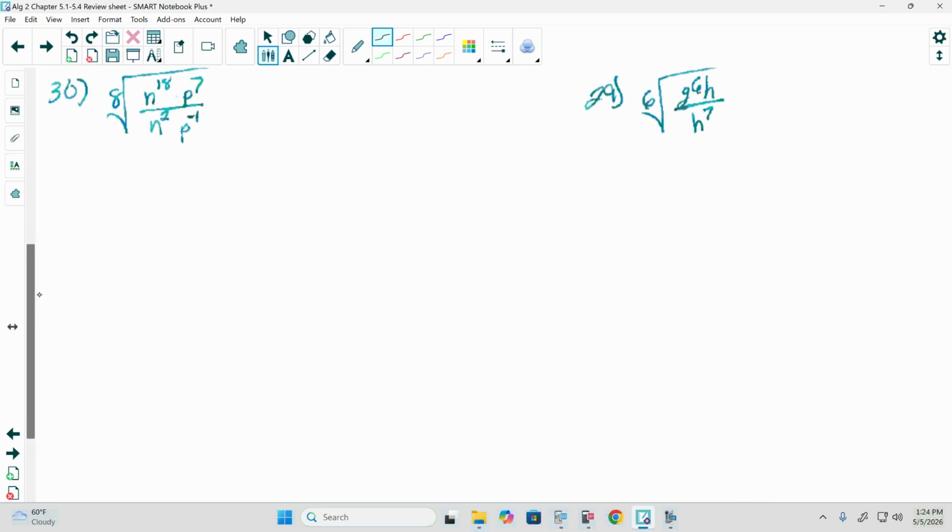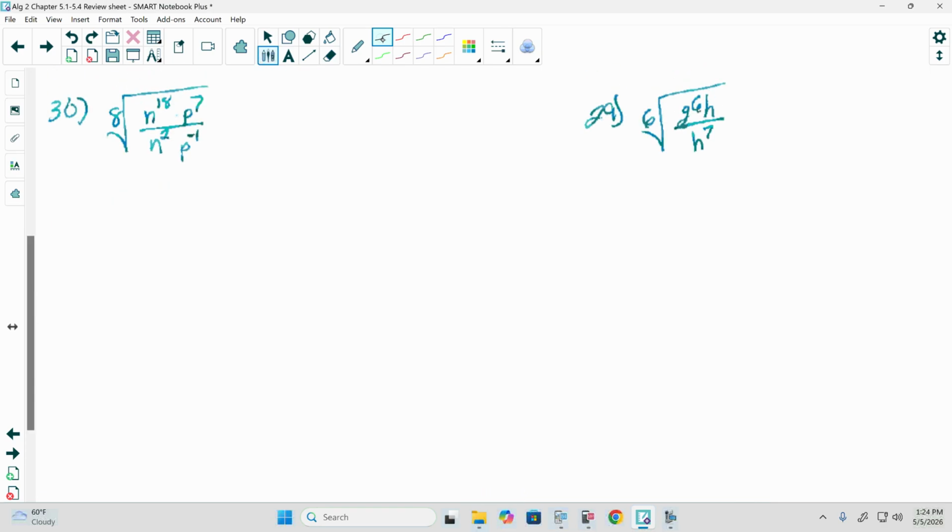Last two we're going to look at today are these two here. And since we have variables, we're going to have to simplify them as far as possible by hand. We can't just do this in the calculator. When we divide like bases, we subtract the exponent. So n to the 18th divided by n squared would be n to the 18th minus 2. Exponent on top minus the exponent on bottom. So 18 minus 2.